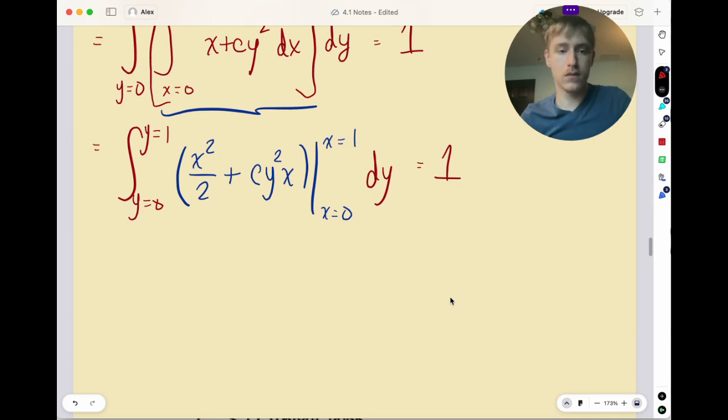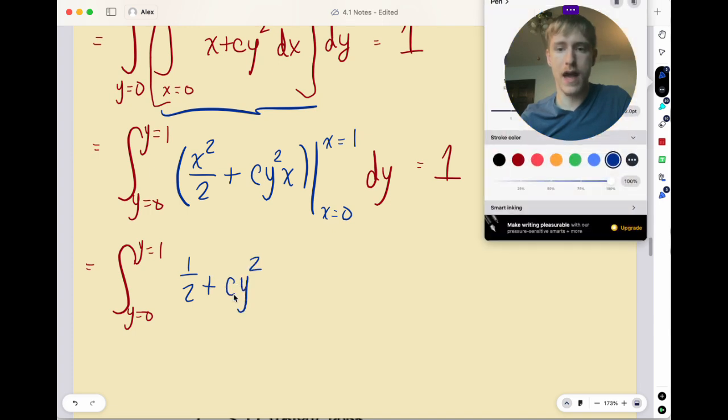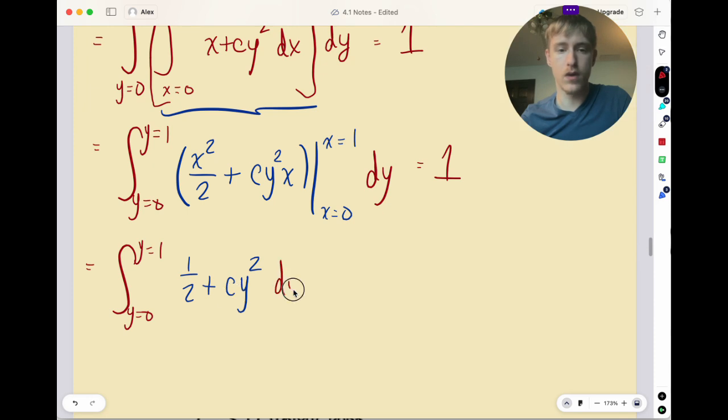All right, well, the stuff in blue, we only really need to plug in x equals 1, right? Because if you plug in x equals 0 everywhere, you're going to get 0, which is something that you do need to check because of things like sines and cosines and exponentials. But for polynomials, when you plug in x equals 0, as long as there's not like a plus 5 at the end, you're probably good. Okay, so plugging in 1, we get 1/2 plus cy squared. And we're integrating that with respect to y.